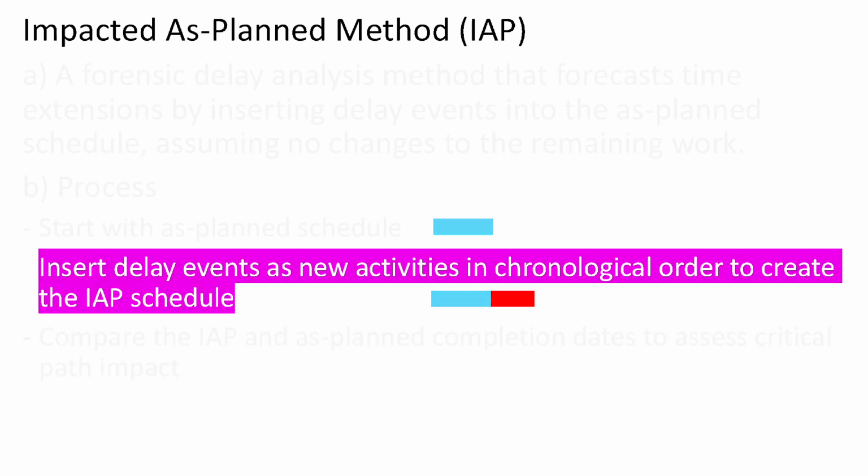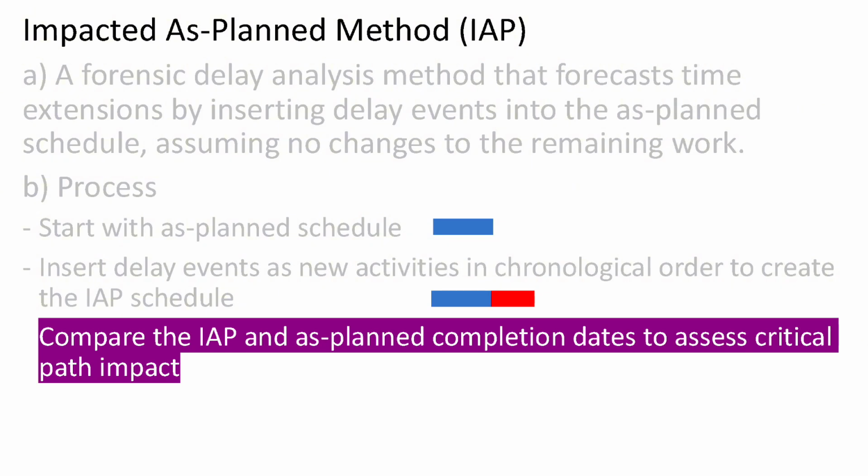This impacted duration will be longer than the baseline if the inserted delays are on critical paths. Finally, we compare the end dates of the original and the impacted schedules. The difference between those two dates shows us how much the inserted delays pushed the project out, and it also helps us see whether those delays affected the critical path.